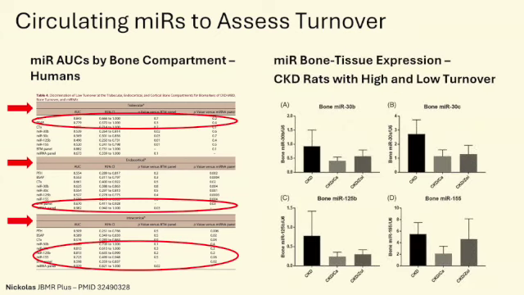Then in a rat model of CKD, we evaluated bone tissue expression of the microRNAs. So we took a group of rats that had just CKD and hyperparathyroidism, and that would be a marker of high bone turnover, okay? And these rats expressed high levels of the microRNAs. We then suppressed bone turnover with both calcium and zoledronate, and those would be our models of low bone turnover. And in those models of low bone turnover, there were significantly lower expression of the microRNAs.